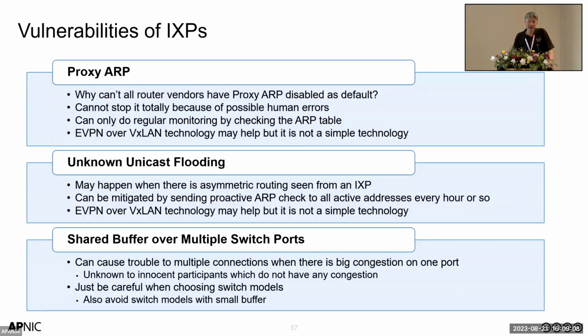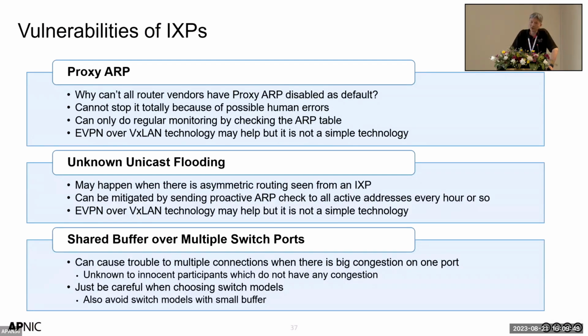Also, IX, as I mentioned, is a layer 2 network. Proxy ARP is a very, very serious issue. It's also not easy to tackle. Especially when a new participant joins, you need to do proper testing before you allow them to join. Usually there would be a separate network. You need to do a lot of testing, make sure that they have proxy ARP disabled before you move them to the production network. That's the step you have to do.